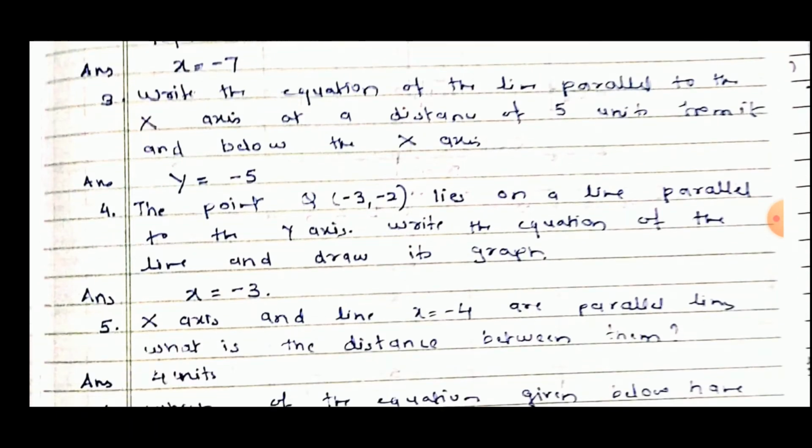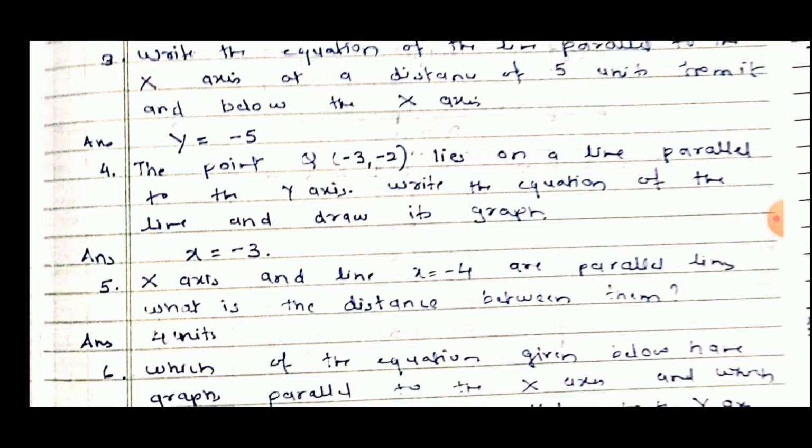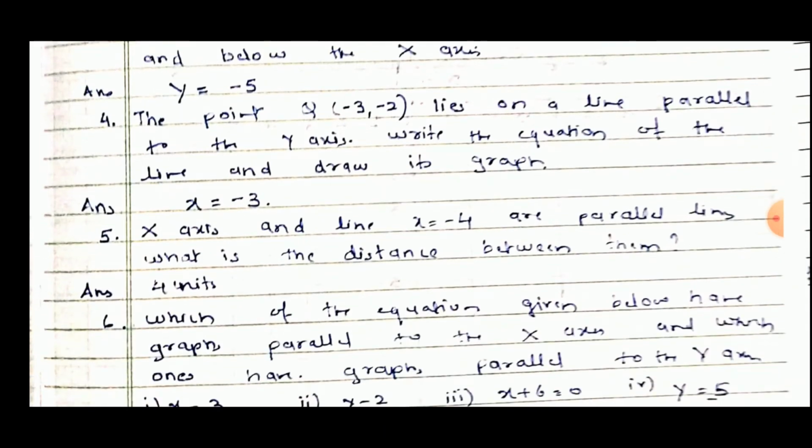The point Q(-3, -2) lies on a line parallel to the y-axis. So the equation of the line will be x is equal to minus 3. The x-axis and the line x is equal to minus 4 are parallel lines. What is the distance between them? The distance between them will be 4 units.